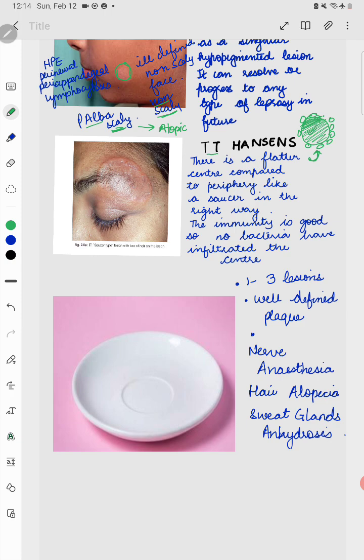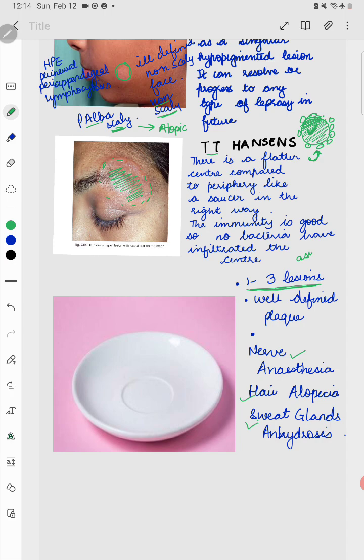Like in the granulomas that you used to draw, there is inflammation of the cells pooling up towards the periphery, and there is necrotic depressed material towards the center, like a saucer. So it's a saucer right way up appearance, and because the immunity is good, the number of lesions is very less. So you see 1 to 3 lesions, and obviously it will be asymmetrical. Suppose you have one lesion, it's bound to be asymmetrical, right? Nerve involvement, hair involvement, sweat involvement will be lesser in number but more severe in amount.